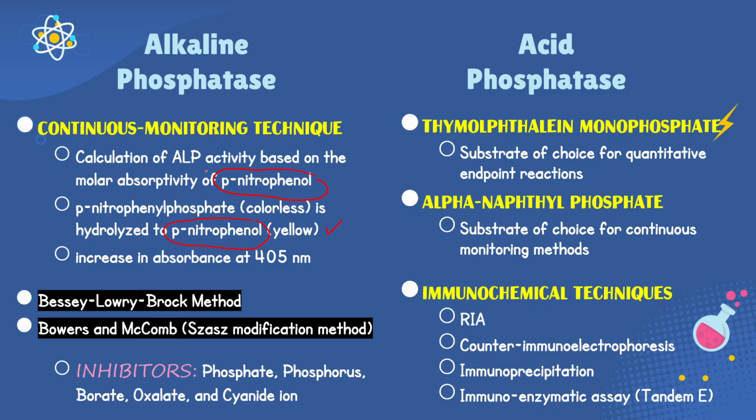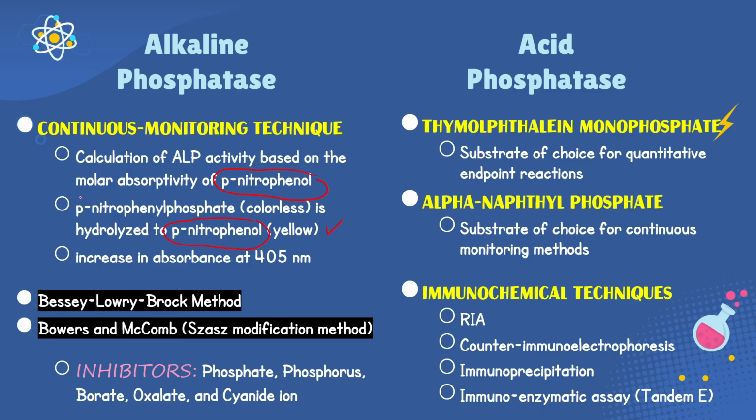So, the intensity of that color would be directly proportional to the amount of enzyme activity. The more intense the yellow, the more it would also mean that there is an increased amount of alkaline phosphatase in that certain patient's blood sample.